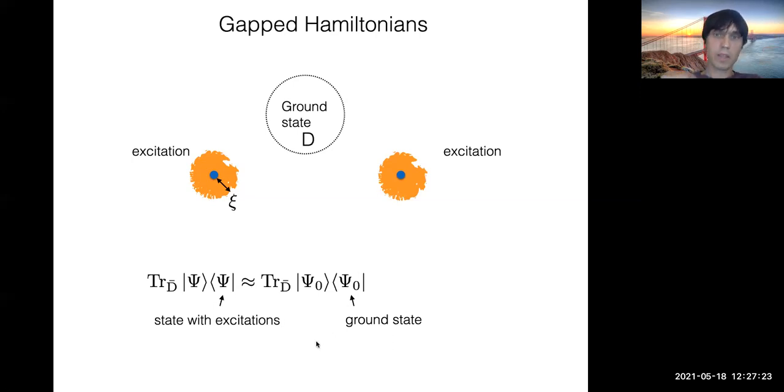So this can be formalized, again, not completely because there are approximations here, as just saying that if you look at this many-body ground state and the state with the excitations, and you trace out everything except for some region far away from the excitations, it looks like the ground state.